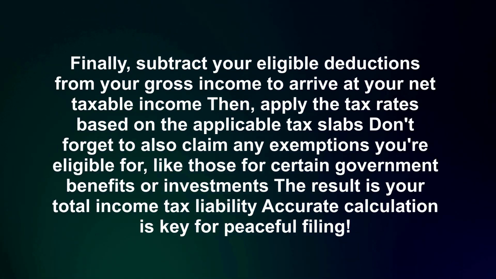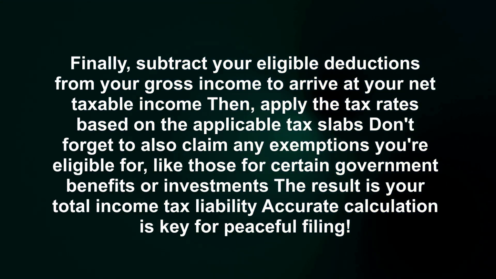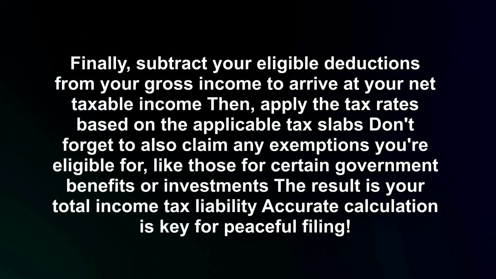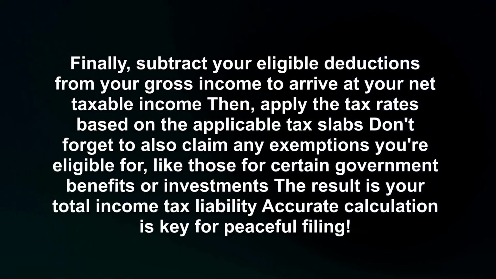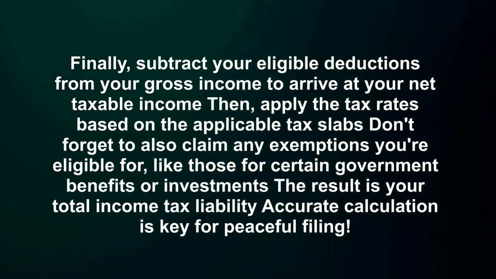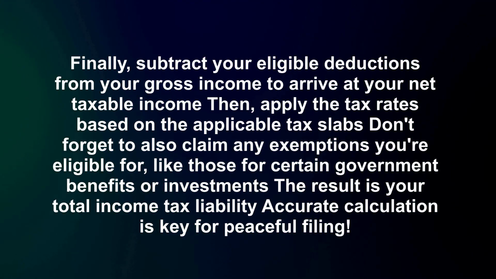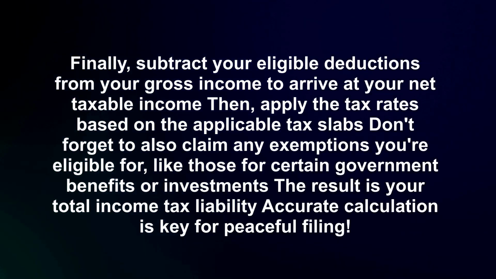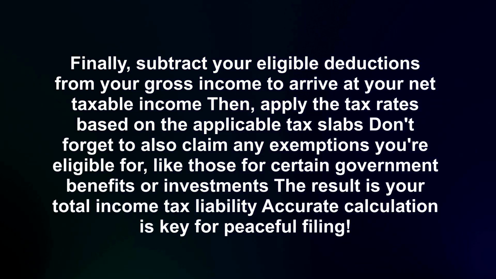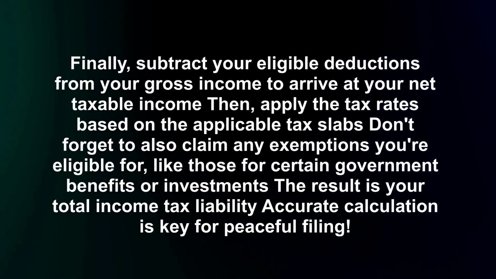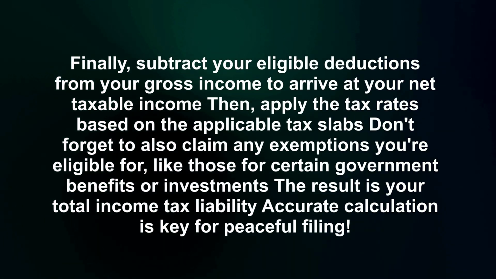Finally, subtract your eligible deductions from your gross income to arrive at your net taxable income. Then, apply the tax rates based on the applicable tax slabs. Don't forget to also claim any exemptions you're eligible for, like those for certain government benefits or investments. The result is your total income tax liability. Accurate calculation is key for peaceful filing.